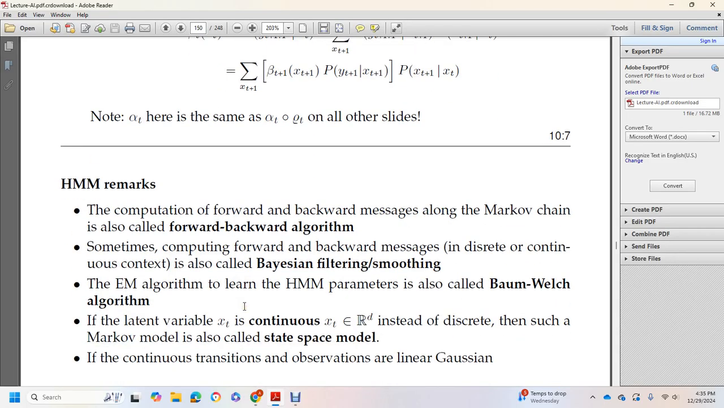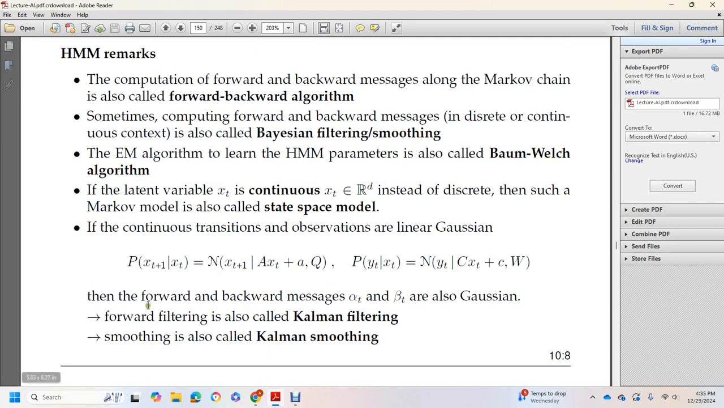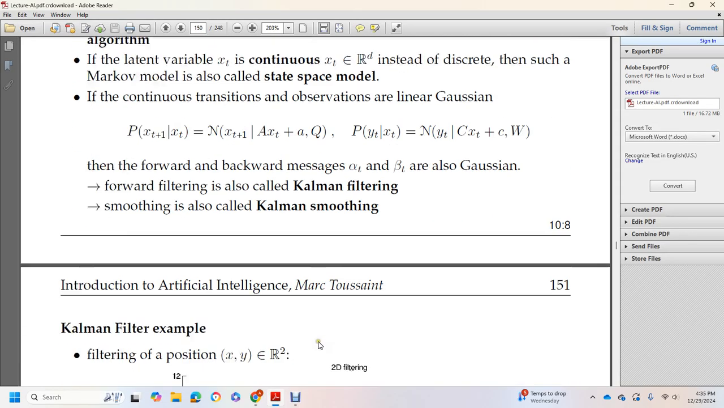HMM remarks: the computation of forward-backward messages on a Markov chain is also called the forward-backward algorithm. Sometimes computing forward-backward messages is done in a continuous context, with the Bayesian filter and smoothing. HMM parameters can also be learned with the EM algorithm, the Baum-Welch algorithm. With latent variables continuous instead of the discrete structure of the Markov models, this is called a state space model, with a continuous transition and observation model, or linear Gaussian. Then forward-backward messages are Gaussian, and forward filtering is also called Kalman filtering, and the other, Kalman smoothing.